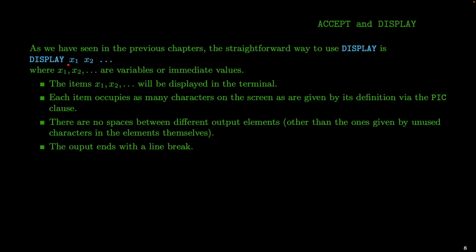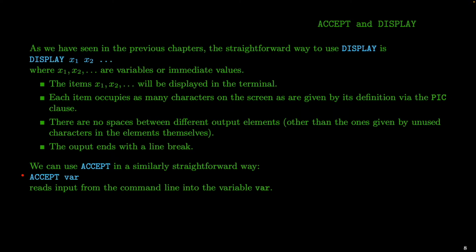Now if we just display it like this, then there will be no spaces between the different output elements, so we have to figure out ourselves where one item on the screen ends and the next one begins. And at the end we will have a line break. So if we have 2 display instructions one after another, then they will appear on separate lines.